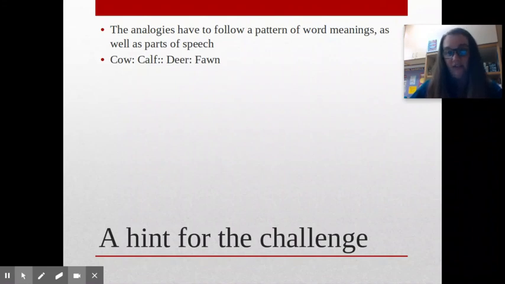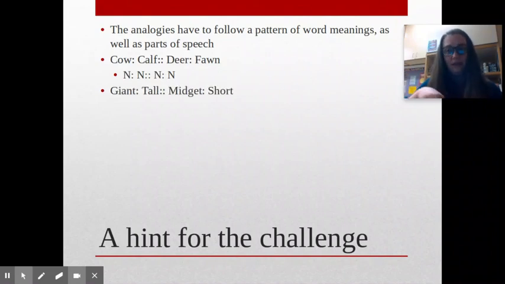So here's an example. Cow is to calf as deer is to fawn. A cow is a noun. It's a person, place, or thing. A calf is also a noun. Okay, in both cases, it's a thing. So if the first two words are both nouns, then the second two words have to be both nouns. So deer and fawn, those are both nouns. So you could write it like this with the N meaning noun. So all of these words are nouns.